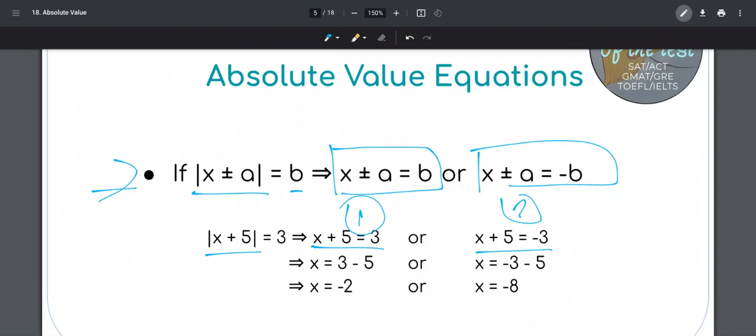If I solve the first case, I have x plus 5 is equal to positive 3. So x is equal to 3 minus 5. So x is equal to negative 2. That's one answer. In the second case, I have x plus 5 is equal to negative 3. So x is equal to negative 3 minus 5. So x is equal to negative 8. This is my second answer. Both are answers for the same equation.